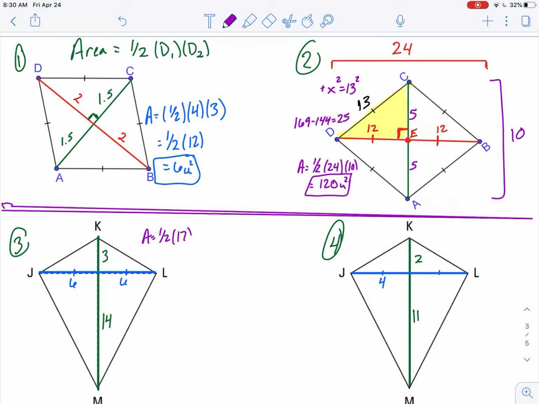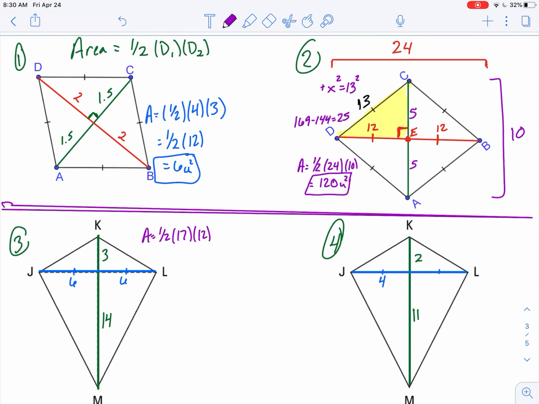So I can take this diagonal is 17, the other diagonal is 12, so my area would have to be 1/2. Diagonal 1 is 17, diagonal 2 is 12. So let's see, 17 times 6 is 60 plus 42 is 102 square units.